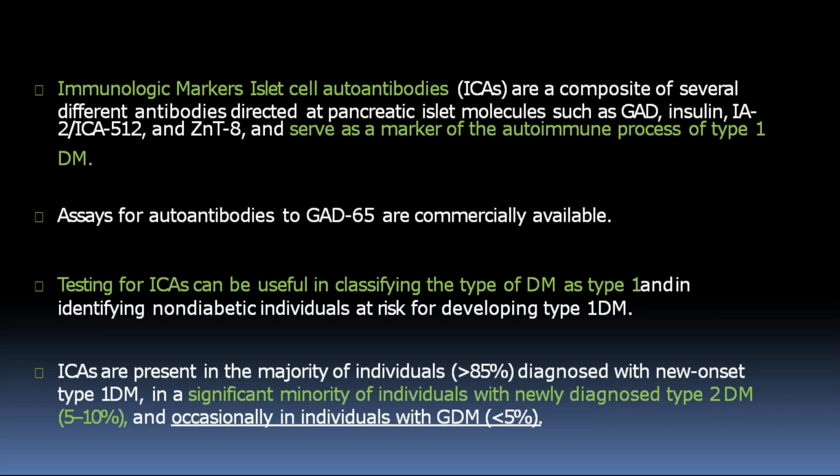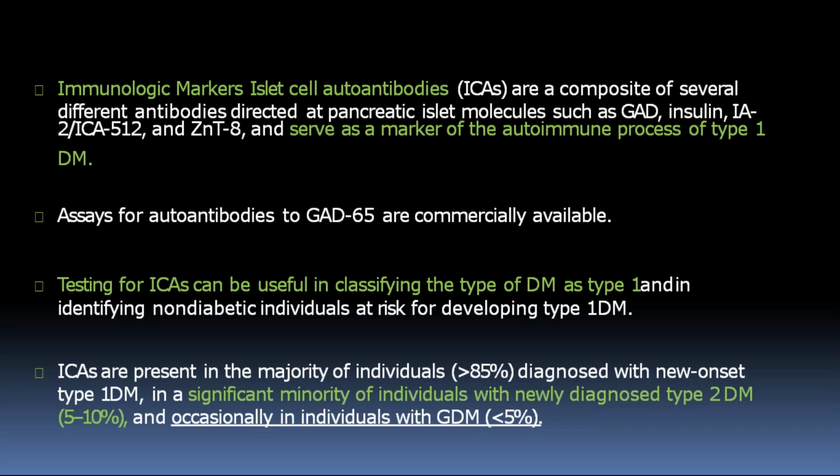Now coming to immunological markers of islet cell autoantibodies, here a composite of several different antibodies directed at pancreatic islet molecules such as GAD, insulin, and ZnT8, and they serve as a marker of the autoimmune process of type 1 diabetes mellitus. The assays for autoantibodies to GAD65 are commercially available. The testing for immunological markers, islet cell antibodies, can be useful in classifying the type of diabetes as type 1 and in identifying non-diabetic individuals at risk of developing type 1 diabetes mellitus.